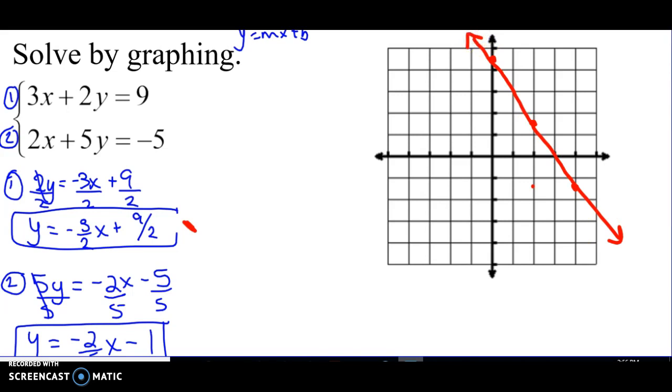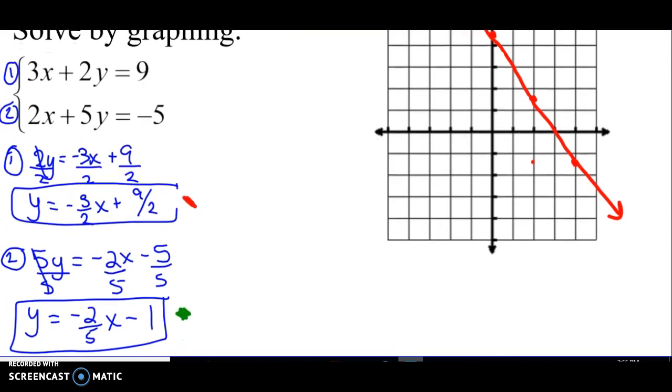Then we do the second one, which I'll do in green. Our second equation is negative 1, so we'll graph at negative 1. And then I'll go down 1, 2 over 1, 2, 3, 4, 5. And my graph is going to do something like this. And so we have an intersection point.